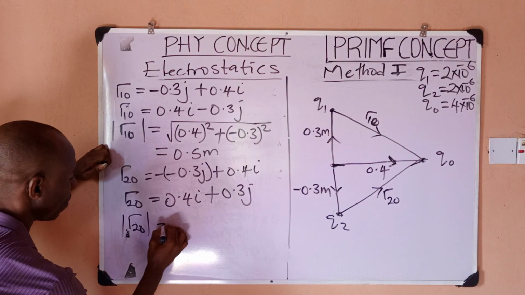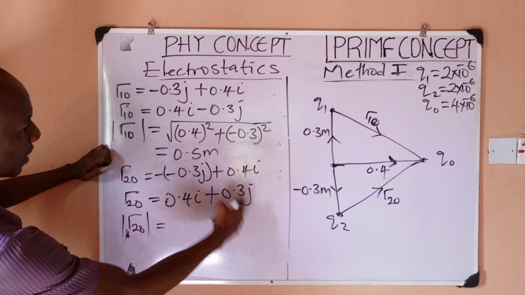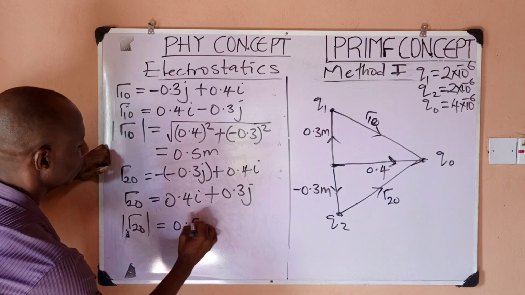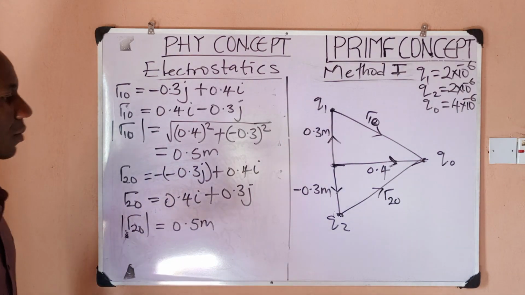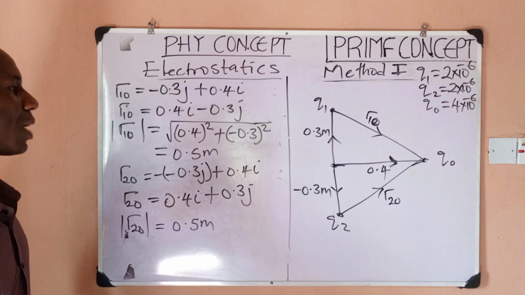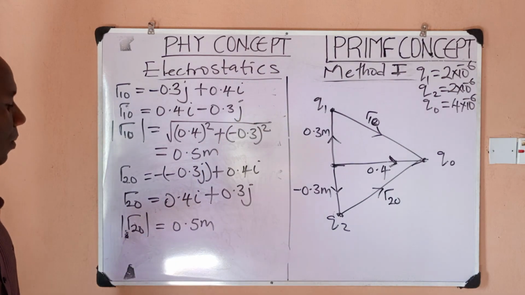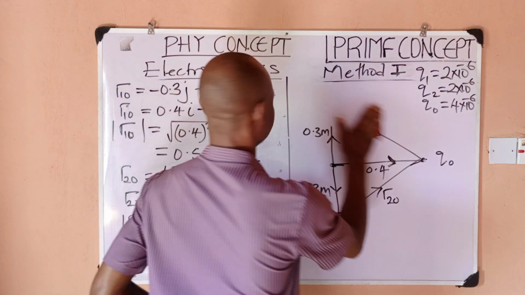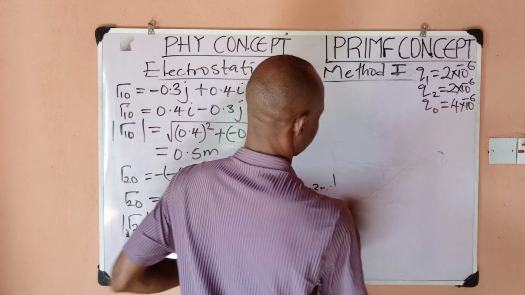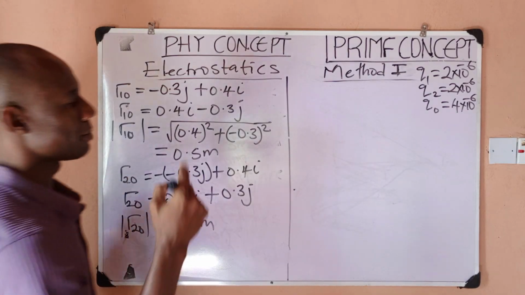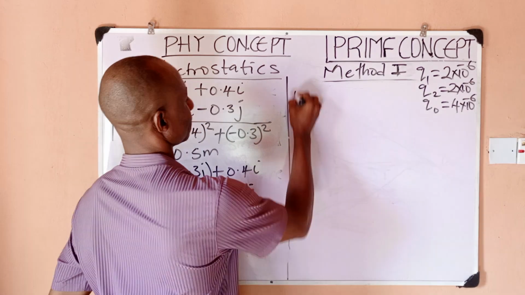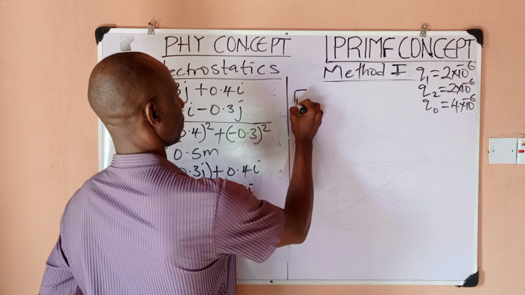R20 magnitude. What is it going to be? The same value, so it's going to be 0.5 meters. When you do the magnitude, it's still going to be the same thing. Now I'm going to rub that diagram so I will have space to solve, right? So I want to get my unit vector R10.